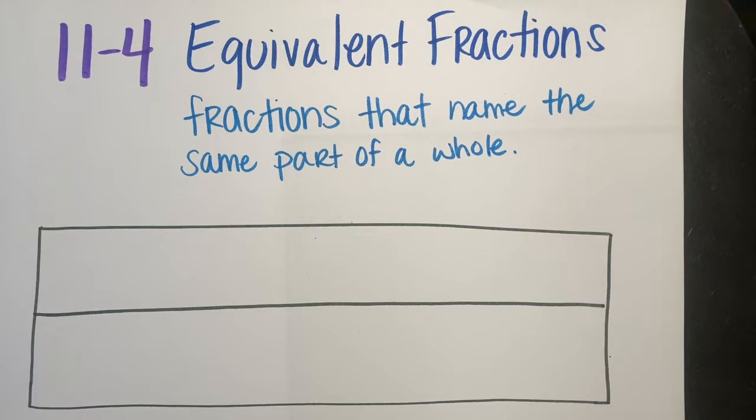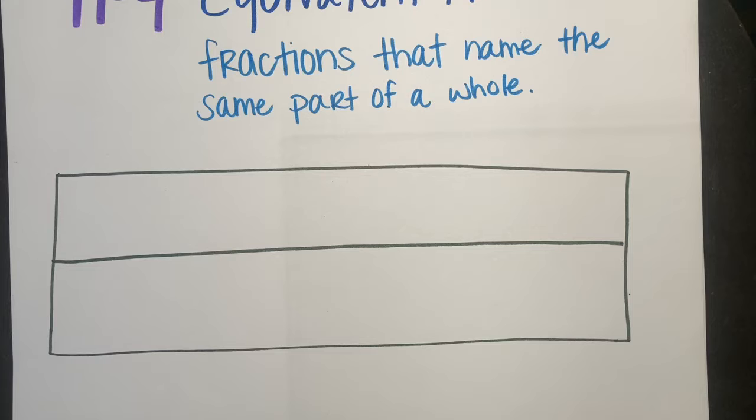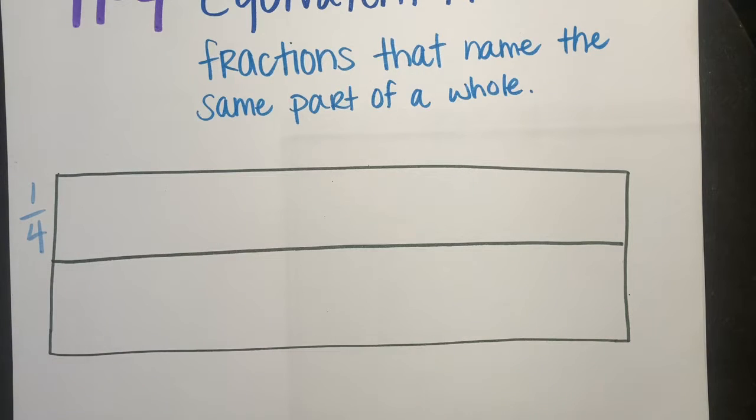All right, to get started, we are jumping into 11-4, which was all about equivalent fractions. Remember, equivalent fractions are fractions that name the same part of a whole. And when we say a whole, we're talking about 1. So we are going to look at these bars that I drew down here. And to start out, we are going to be trying to find an equivalent fraction for 1/4.